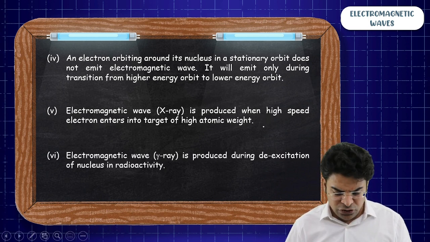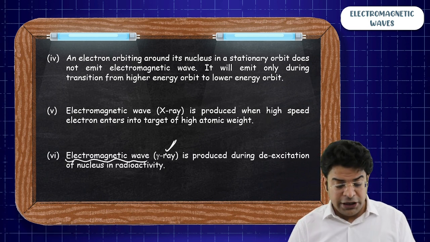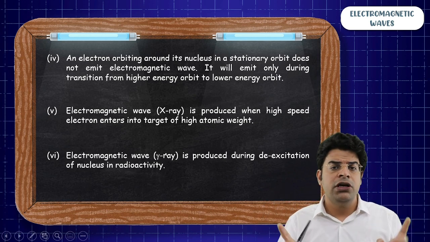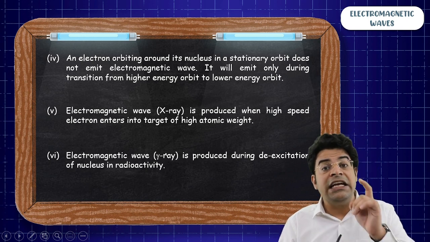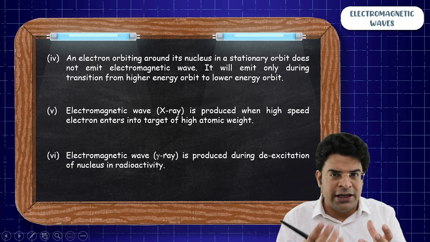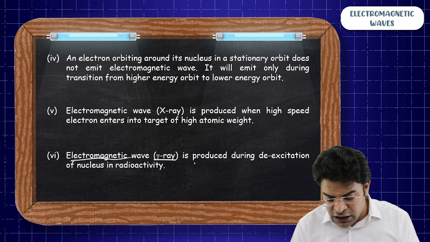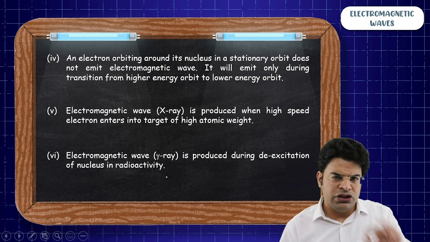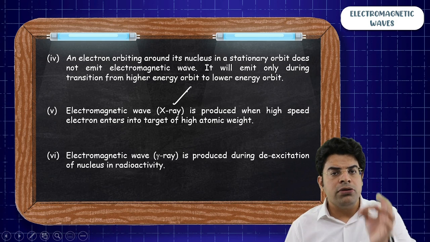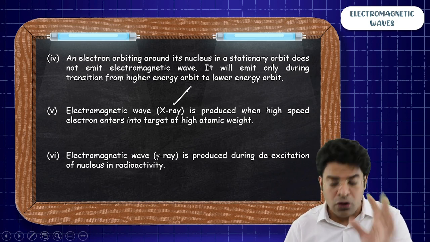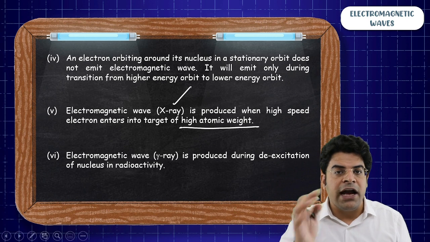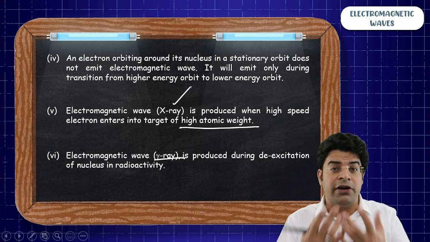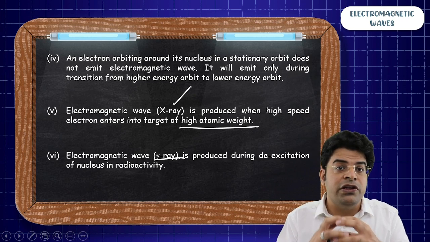The next point that you should know. Electromagnetic waves, gamma rays. Gamma rays are the most energetic of all the EM waves. Gamma rays are produced inside the nucleus whenever some nuclear reaction takes place. So gamma rays are produced during de-excitation of the nucleus in radioactivity. So just remember that X-rays are produced by bombarding high energy electrons on high atomic weight atoms, and gamma rays are produced during nuclear reactions. Gamma rays are produced within the nucleus.